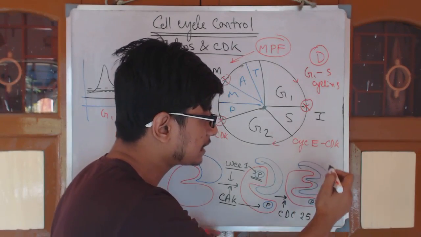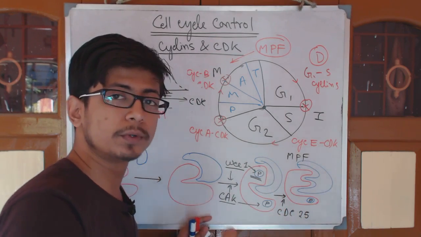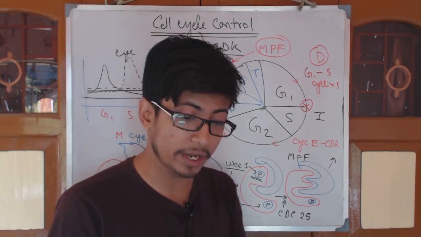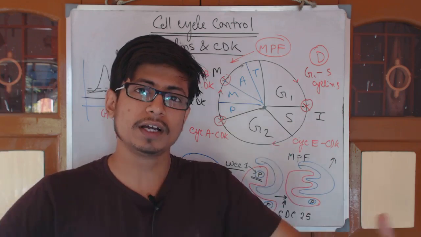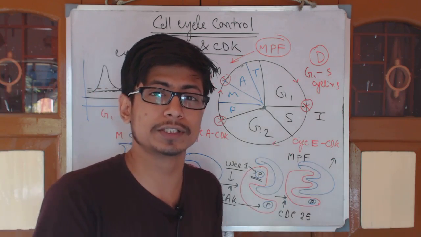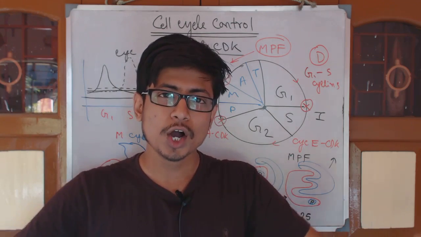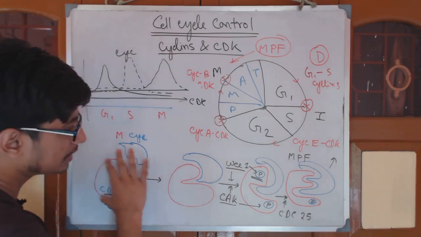Now this cyclin CDK complex will be known as MPF, maturation promoting factor, which will bring and activate other proteins like cohesin and stuff, and they will help in the segregation. Condensin and cohesin and all these other proteins will help in the separation of those chromatids from each other. So that is the series of events.